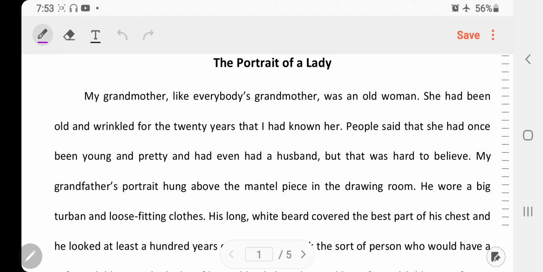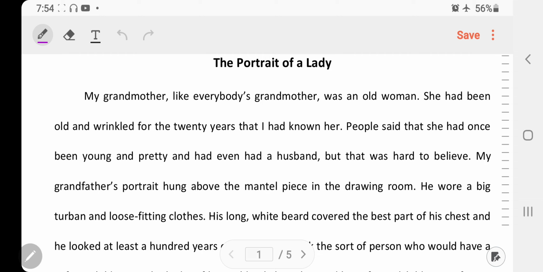Today we are going to deal with the first unit of the textbook. The name is Hornbill. It is the name of the textbook and this is the first lesson. The title of the lesson is The Portrait of a Lady. Portrait, you understand, it is a picture, a drawn picture. The author is Khushwant Singh.